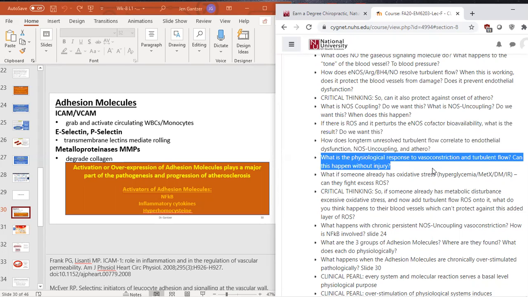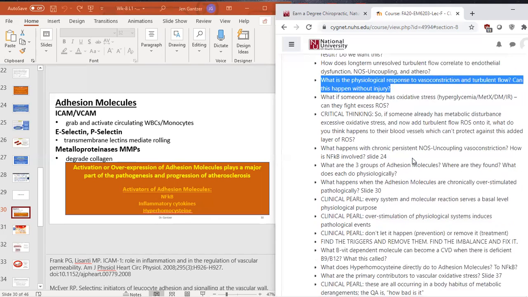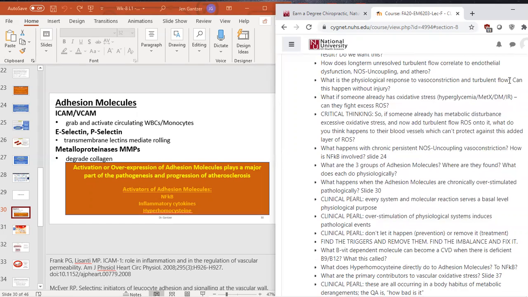What is the physiological response to vasoconstriction and turbulent flow, and can this happen without injury? We already looked at it, and that is yes. As long as you have nitric oxide being synthesized and you have the ability to turn on your SOD, superoxide dismutase, and your glutathione peroxidase, which is basically antioxidant protection from free radicals, along with the ability to vasodilate, then yes, absolutely. And you can have this occur without ever having endothelial injury.